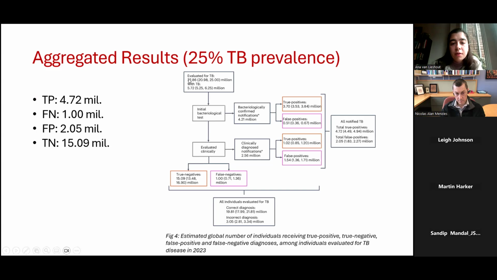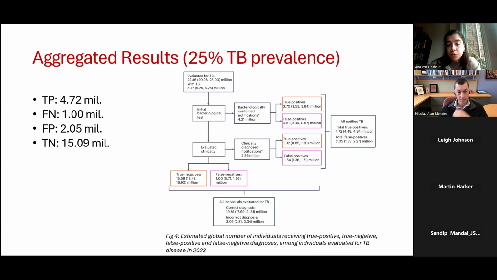Of the 22.8 million people being evaluated for TB, around 5.72 million actually have TB, and those are the people you would want to diagnose with TB as well. Between the parentheses are the 95% uncertainty intervals. After the initial bacteriological test, 4.2 million individuals will have received a positive TB diagnosis. Of those, 3.7 million are true positives, and 0.5 million have a false positive TB notification.